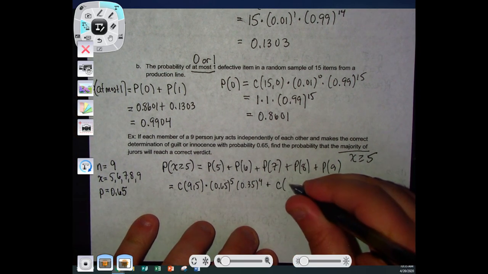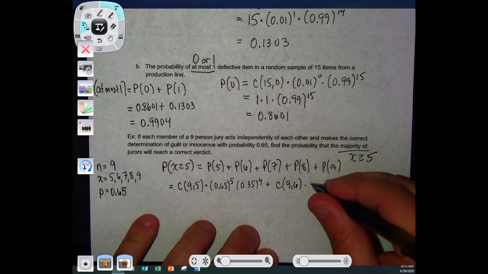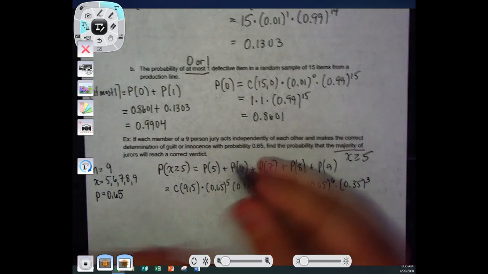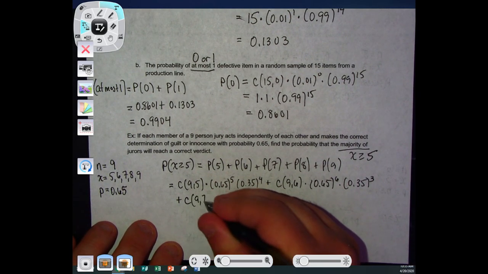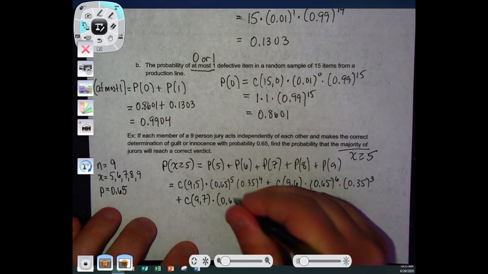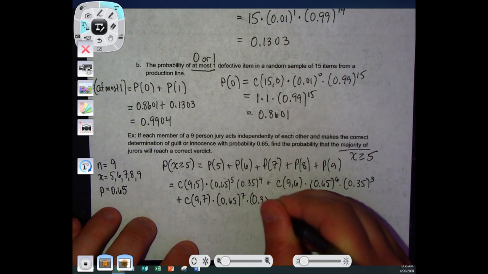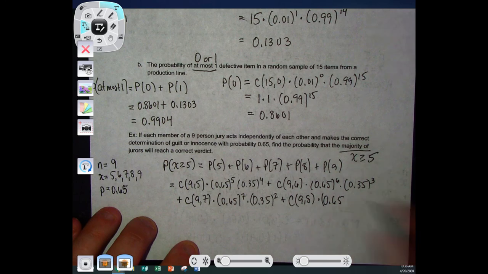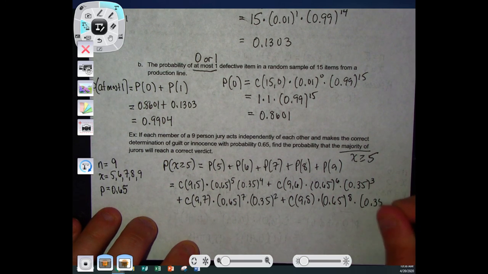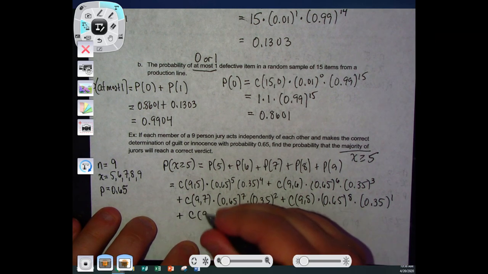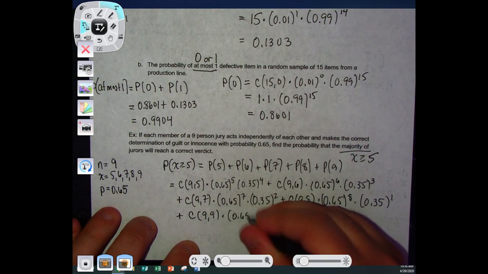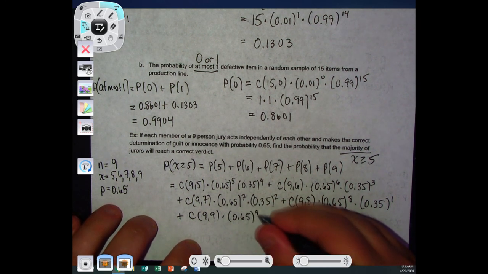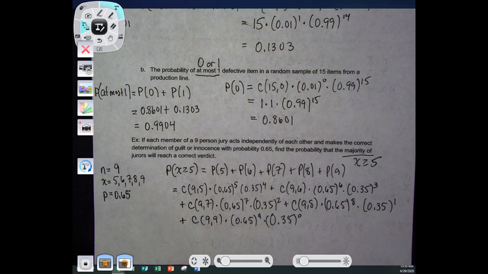plus the combination of 9 choose 6 times 0.65 to the 6th power times 0.35 to the 3rd power, plus the combination of 9 choose 7 times 0.65 to the 7th power times 0.35 to the 2nd, plus the combination of 9 choose 8 times 0.65 to the 8th power times 0.35 to the 1st, plus the combination of 9 choose 9 times 0.65 to the 9th power times 0.35 to the 0 power. Yay us.